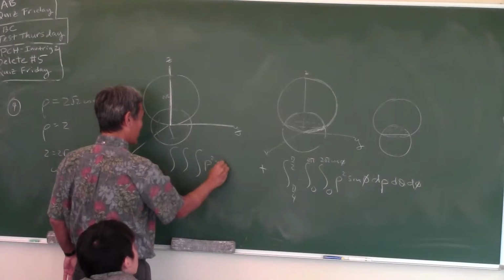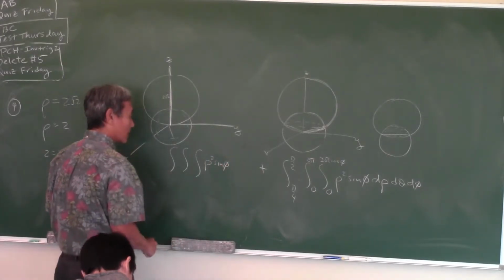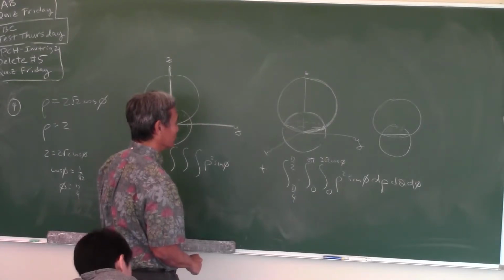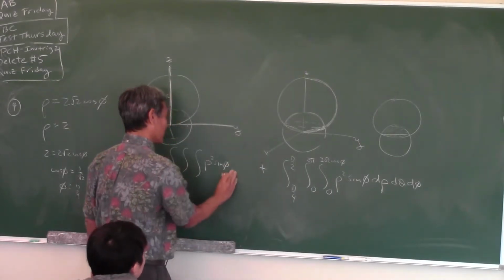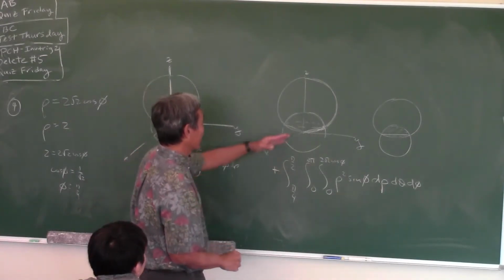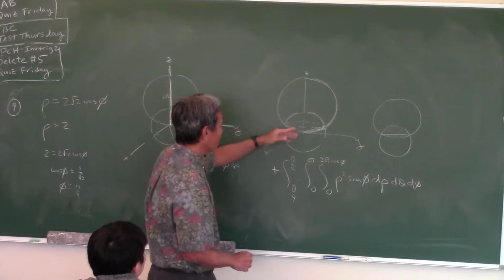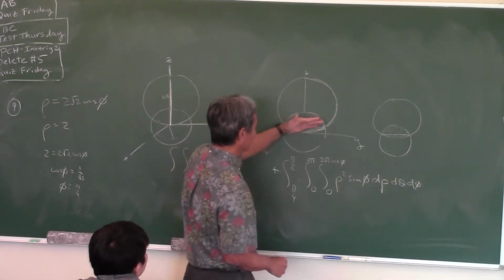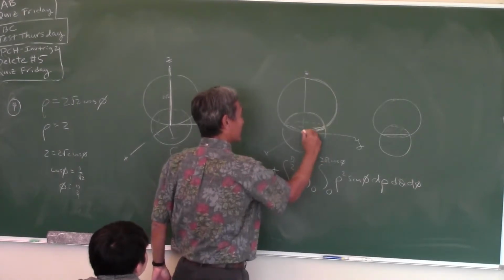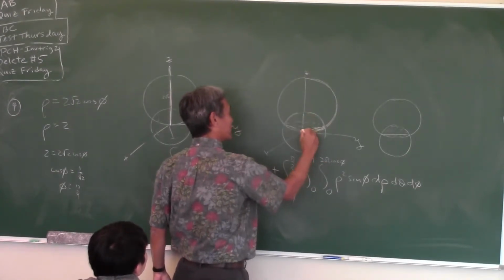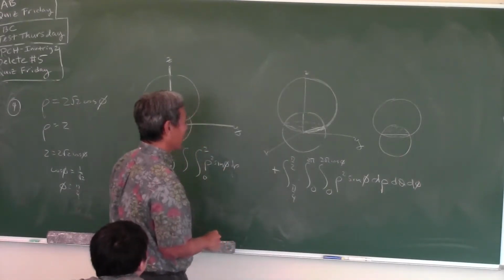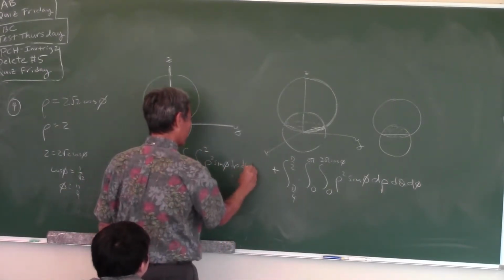Rho squared sine phi. So let's integrate with respect to rho first, d rho. To figure out that region there, rho will go from what? 0 to 2. From there all the way to there. Yeah, 0 to 2. Then with respect to theta.